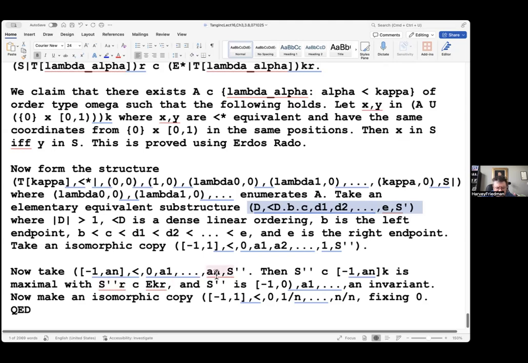And then we can cut off at AN. Because if we cut off at AN, we get this. We get that kind of invariance. And then we make an isomorphic copy here, fixing 0. All right. 0 is fixed when we made the isomorphism from here to here. Okay, because you can move these around and keep this little one.